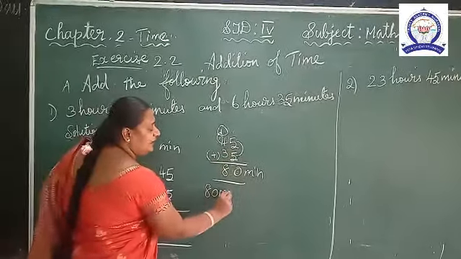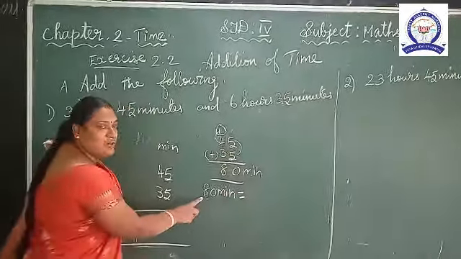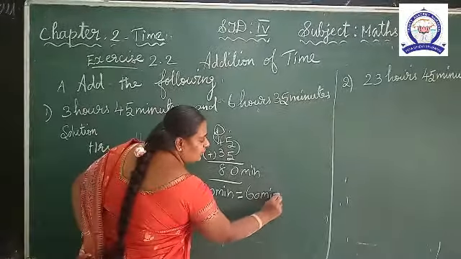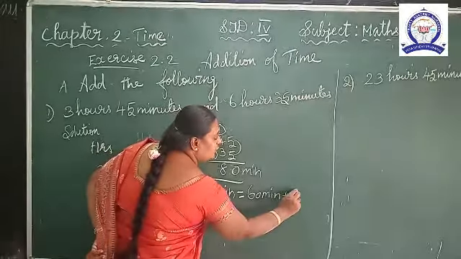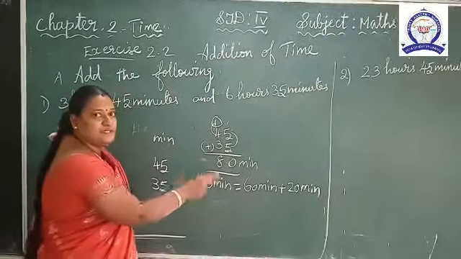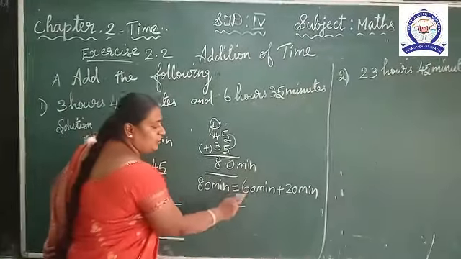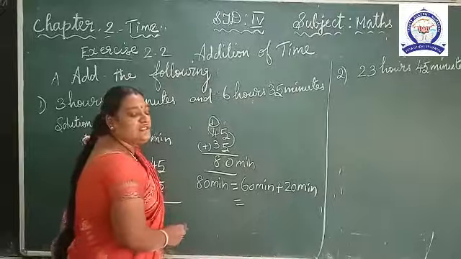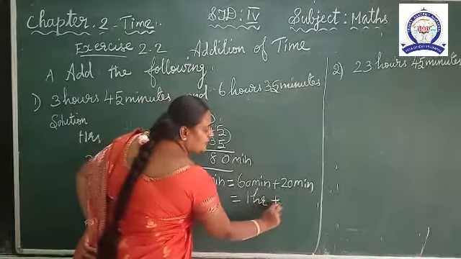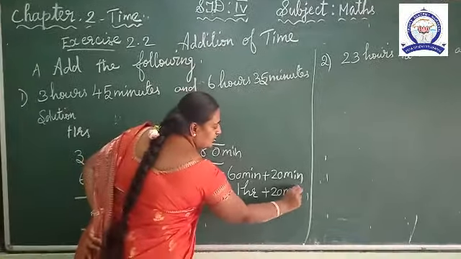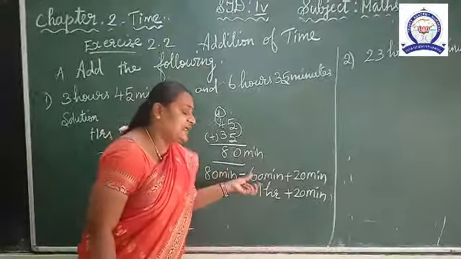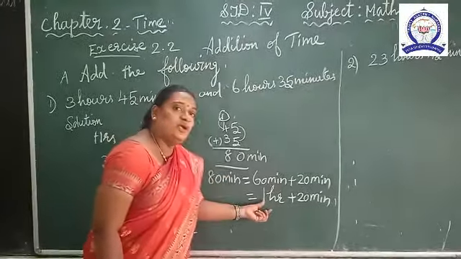After that, in time addition it is different. So 80 minutes can be written as 60 minutes plus 20 minutes, we split it. Okay, so 60 minutes plus 20 minutes, so we all know 1 hour equal to 60 minutes. So instead of 60 minutes, what do we write? 1 hour plus 20 minutes. So that is why we split. 60 minutes is equal to 1 hour.